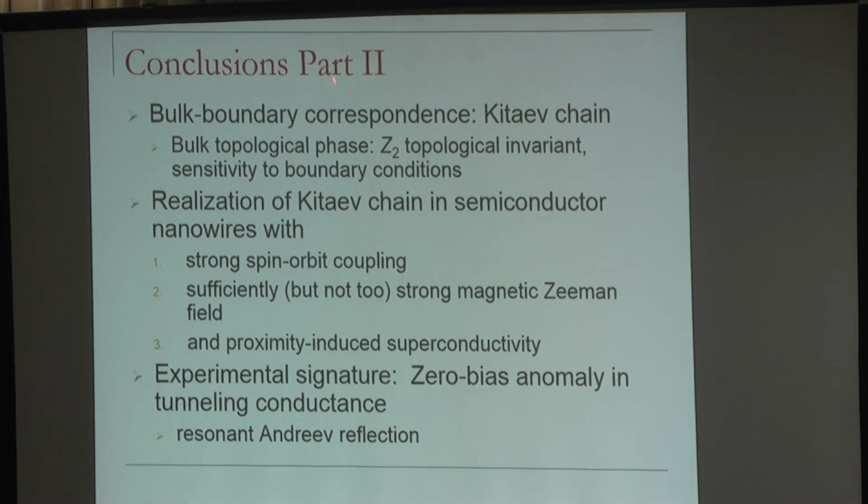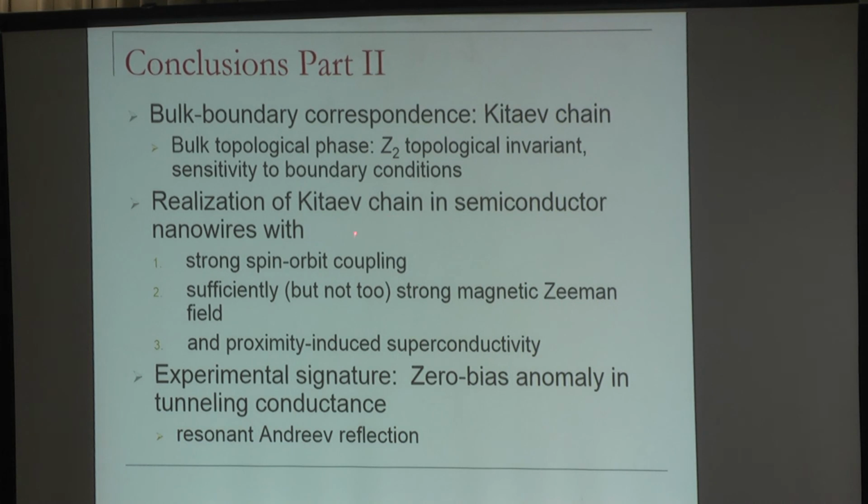So the conclusions of this second part are as follows. I have explained the bulk boundary correspondence in the example of the Kitaev chain. In a bulk topological phase, we can define these topological invariants. This bulk topological phase has a sensitivity to boundary conditions. And once we are in a non-trivial phase, cutting it means we have edge states. For the Kitaev chain, these edge states are just the Majorana bound states, zero energy modes.